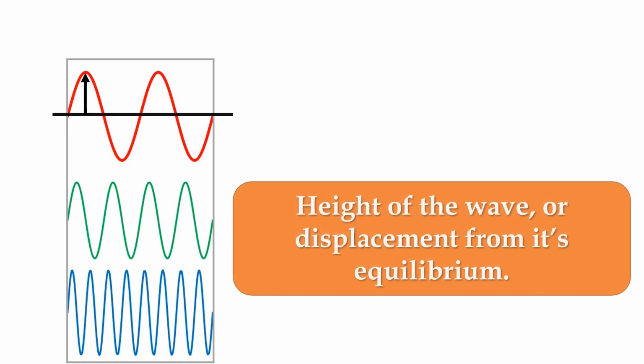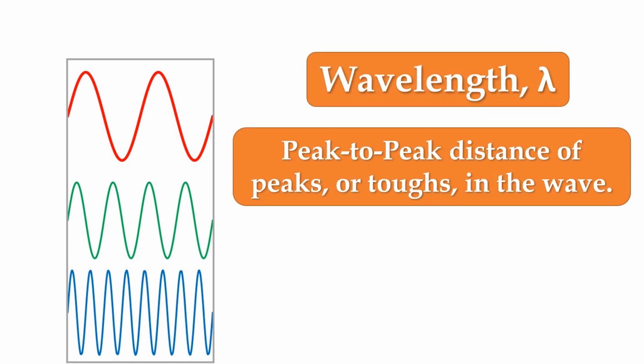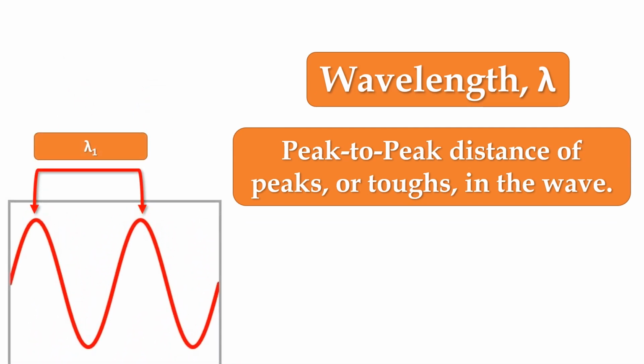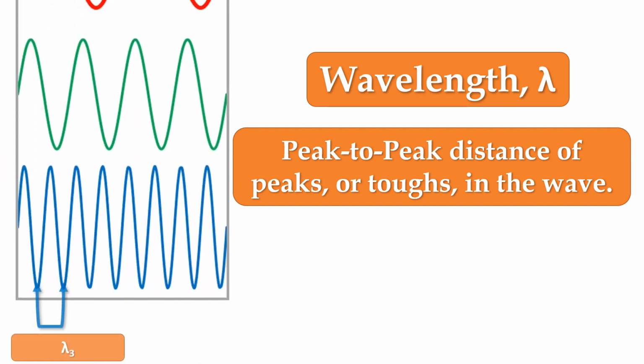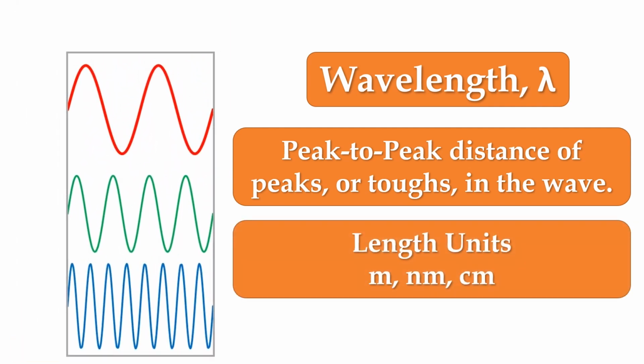The height of the wave, or displacement from its equilibrium, is called the amplitude, or intensity. The wavelength, denoted by the letter lambda, is the peak-to-peak distance of the peaks or troughs in a wave. As you can see here, different waves have different wavelengths. As you can imagine, these wavelengths are reported in length units, typically in meters, nanometers, or centimeters.